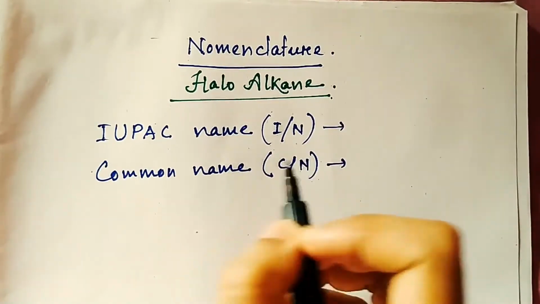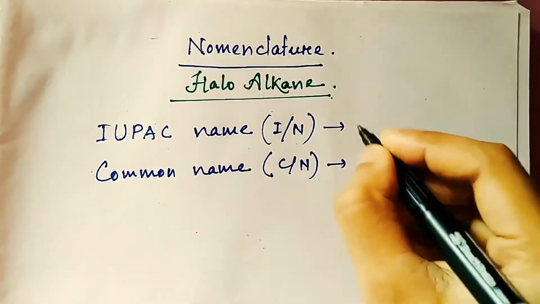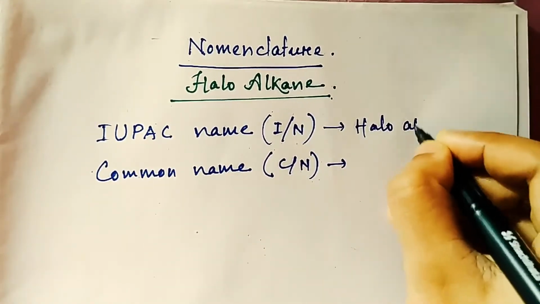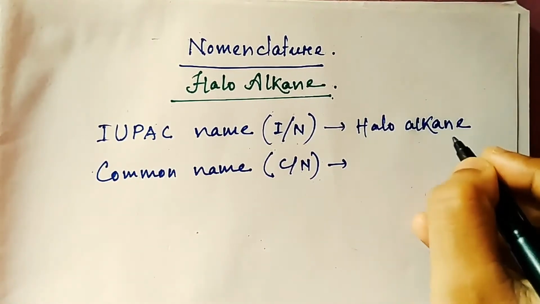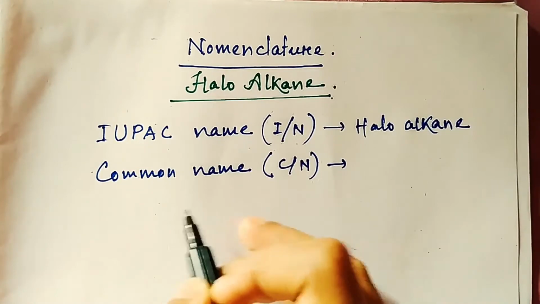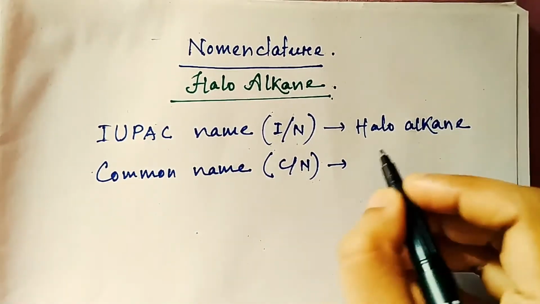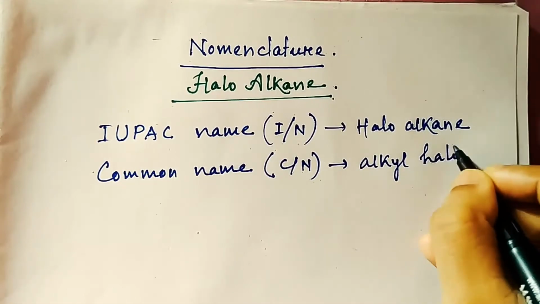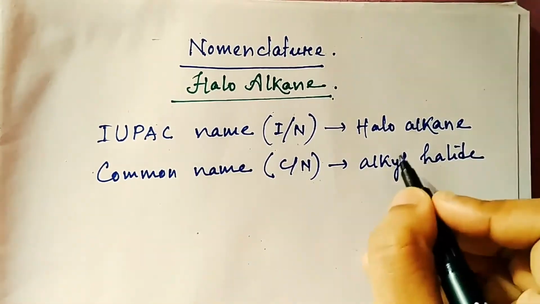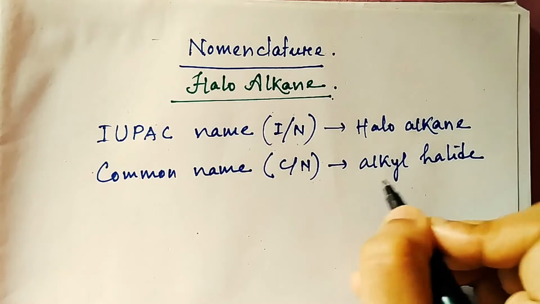The IUPAC name structure is haloalkane. What is it? Haloalkane: the halogen part comes first and then the alkane part. And in the common name structure, it is alkyl halide. So in case of the common name, the alkane part comes first, then the halogen.